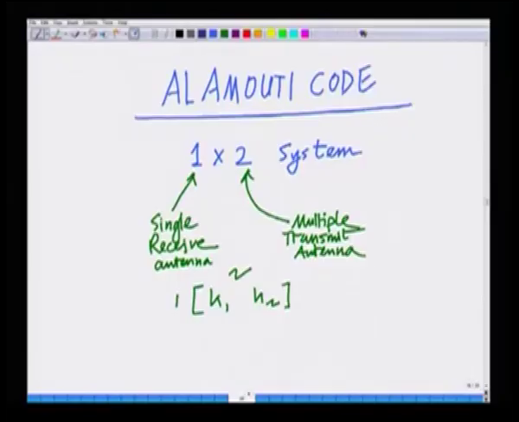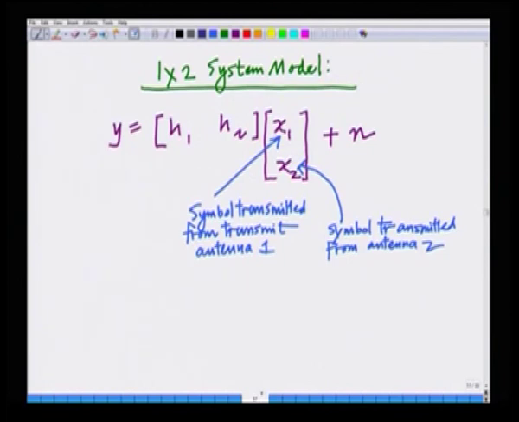And next, we proceeded to consider orthogonal space-time block codes, or the Alamouti code, which is a code designed for a 1x2 system, that is, a single receive antenna and two transmit antennas. The channel coefficients are denoted by h1, h2. In the first time instant we transmit x1, x2. So, the system model is denoted as follows: y equals [h1 h2] times [x1 x2] plus n.